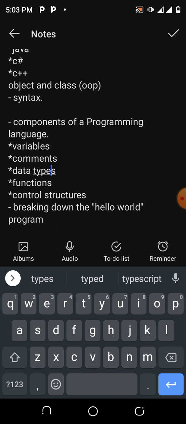There are many other components, but these are mandatory in whichever programming language you will be learning. You should be expecting to be taught about these topics. If your mentor, or whoever will be teaching you in future, doesn't talk about these topics, then just know that they have skipped them.